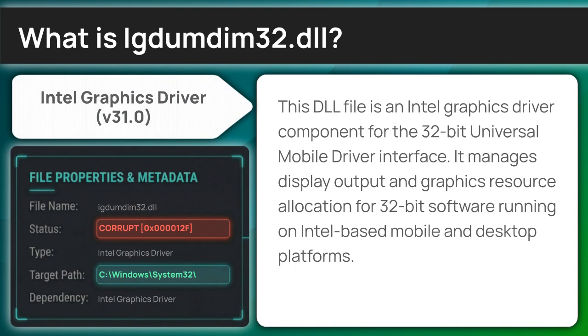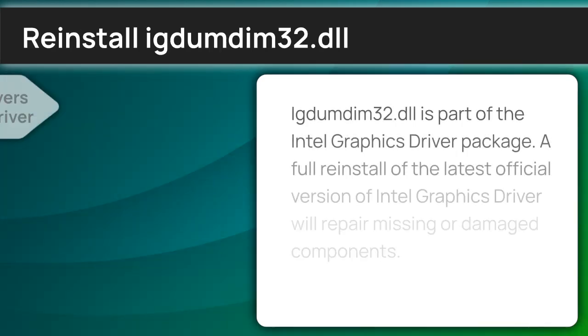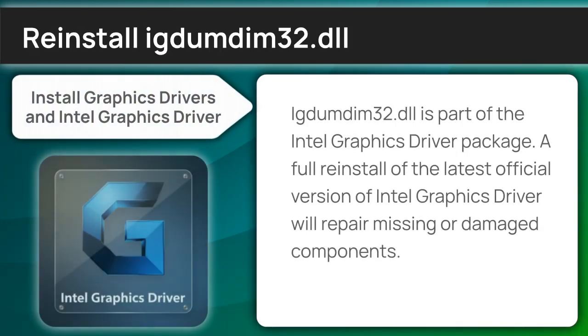Now let's apply the fix by reinstalling the shared system library. The Intel Graphics UMDIM32.dll is functionally required for Intel Graphics Driver to operate. Downloading and reinstalling the current official version of Intel Graphics Driver from the developer will repair any missing or broken application files found in your system.